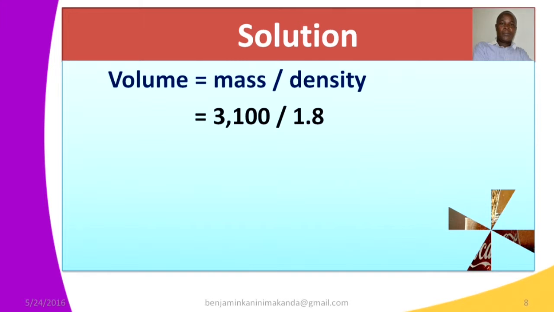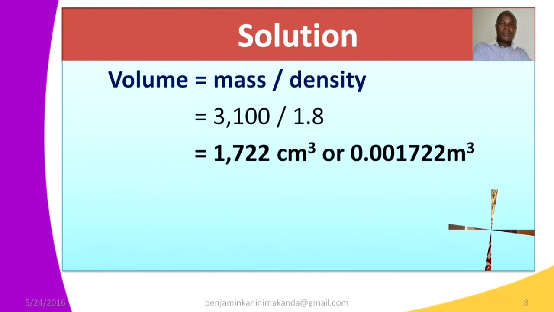So what do we get here? When we work out, we get 1,722 centimeters cubed. This is in centimeters cubed. But if we convert this into meters cubed, we will get 0.001722 meters cubed. I hope you understand how we are getting this in meters cubed.